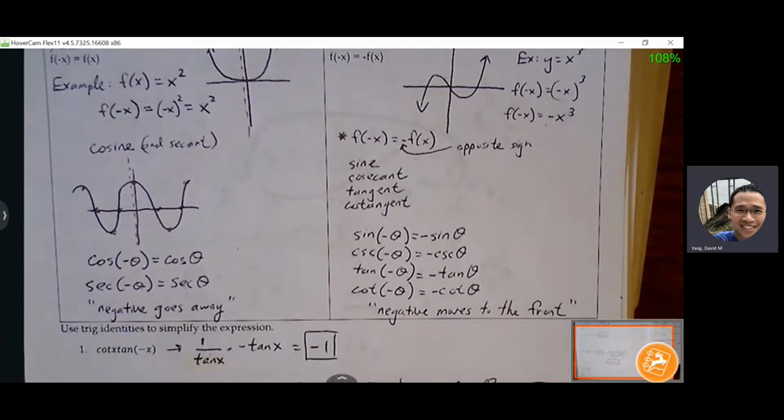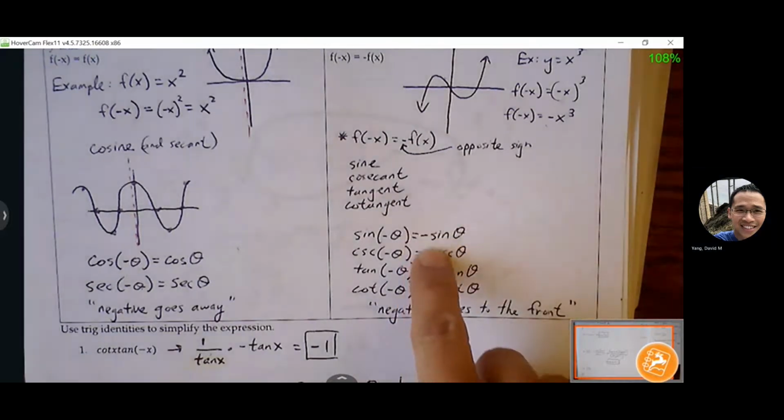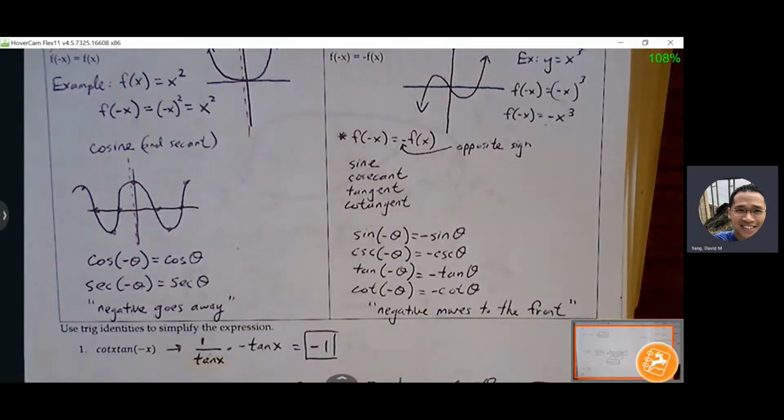Sine, cosecant, tangent, cotangent, they're all odd functions. So whenever you see sine of negative theta or cosecant of negative theta or tangent of negative theta or cotangent of negative theta, all you need to do is take the negative and move it in front. So cosine and secant, the negative disappears, but for the other four trig functions, if there's a negative stuck inside theta, just move it out in front, because that's the resulting property for odd functions. Take the negative and just move it to the front.